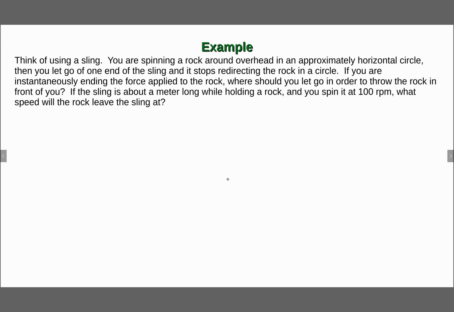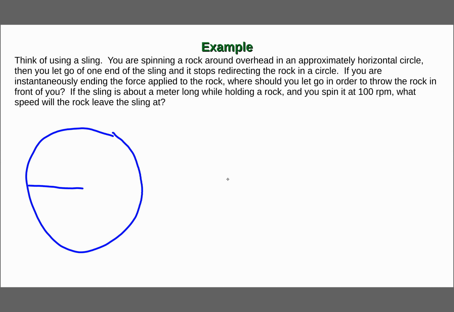So if we think about a sling, it's got a rock that we're traveling in a circle here, and it has this radius that's the length of the sling, which we said is 1 meter. So R equals 1 meter.